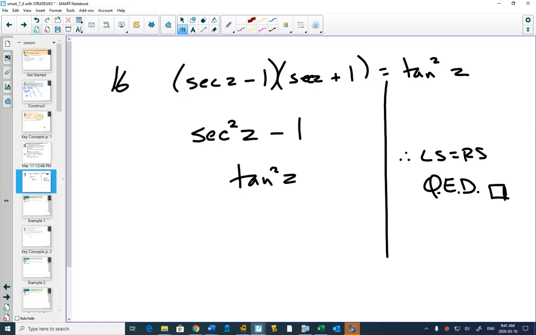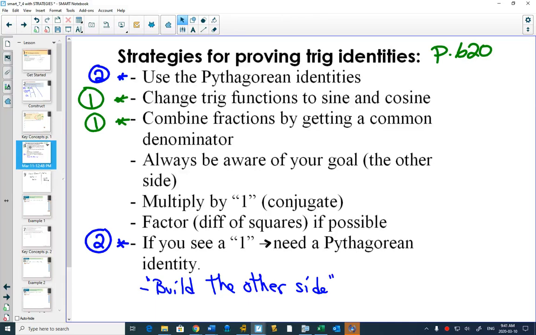So related to strategy number 2 and strategy number 1, and I'm not going to give this one a number, I'm just going to put a smile face beside it. Always be aware of your goal. Do you remember that one question where I said, hey, we can change everything to cotangent. Maybe that'll make it quicker than changing to sine and cos. And when we did that, sure enough, it was quicker.